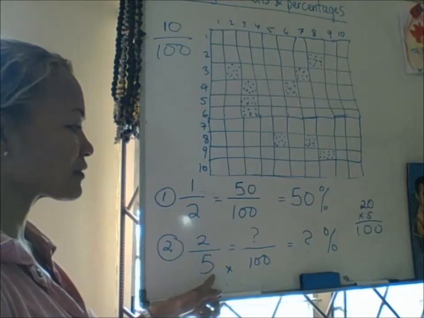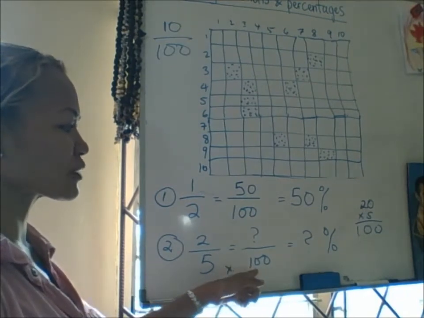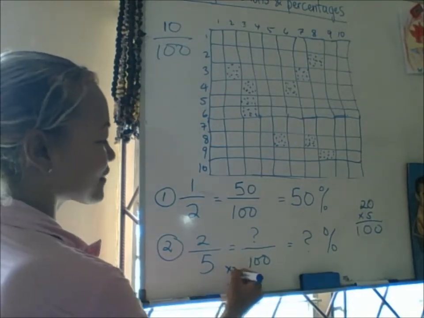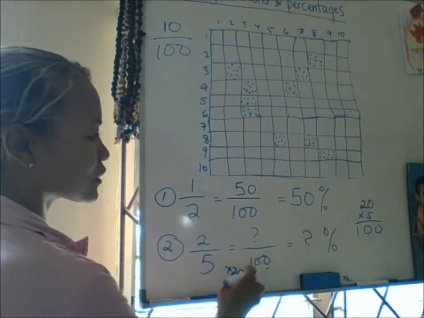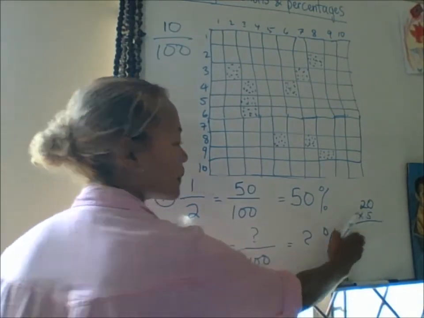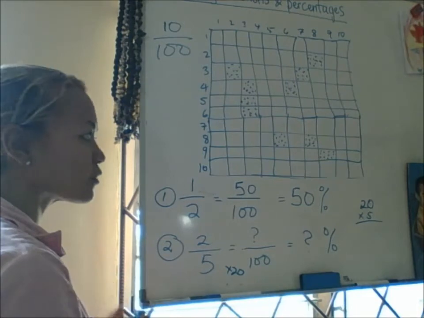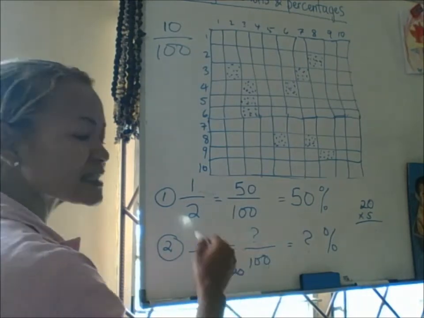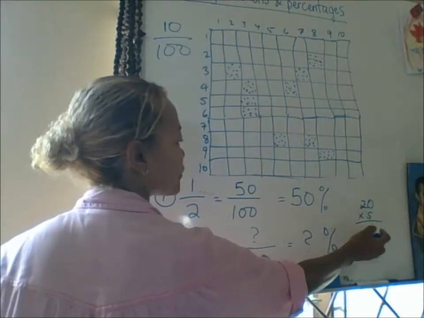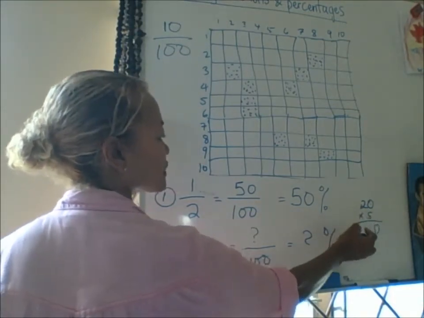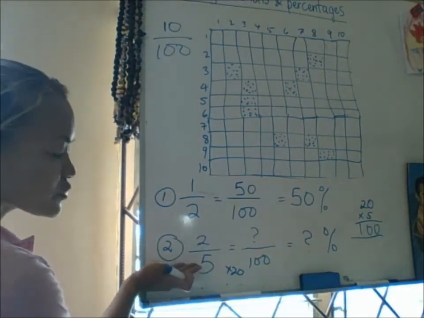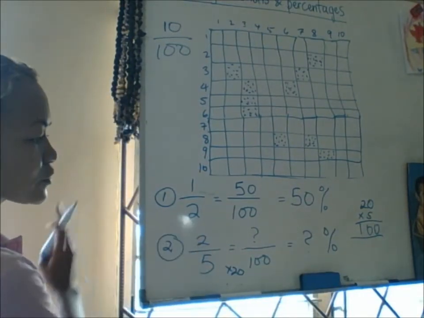Can someone help me out? 5 times what is equal to 100? 20. Excellent. 5 times 20 is equal to 100. I've done the calculation here just in case you want to test out some possibilities. Just have a piece of paper on the side and multiply it out. 5 times 0 is 0. 5 times 2 is 10. You get 100. So whatever you do to the denominator, you must also do to the numerator.